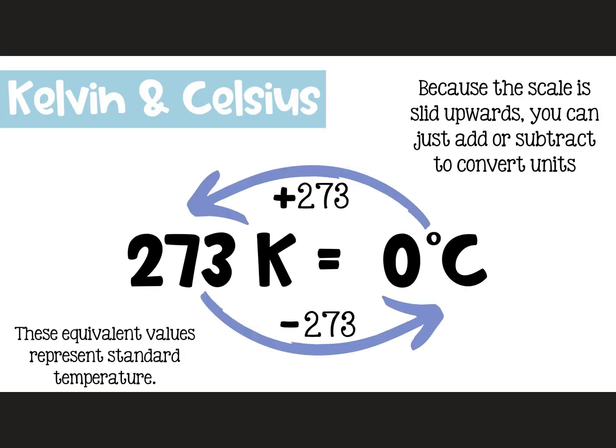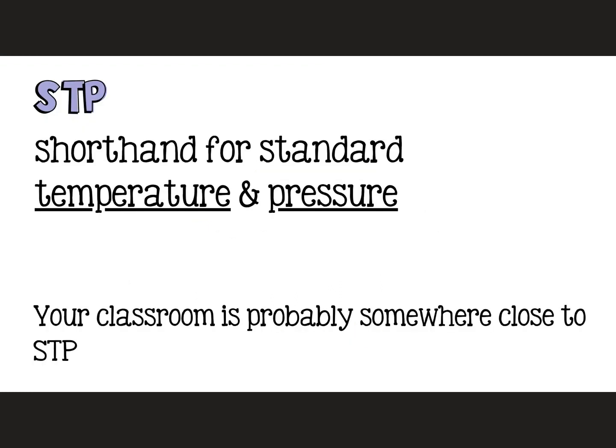So, 273 Kelvin is 0 Celsius. These equivalent values represent the standard temperature. STP is a shorthand way of writing standard temperature and pressure, so 273 Kelvin and 1 atmosphere. Your classroom is probably somewhere close to standard temperature and pressure.